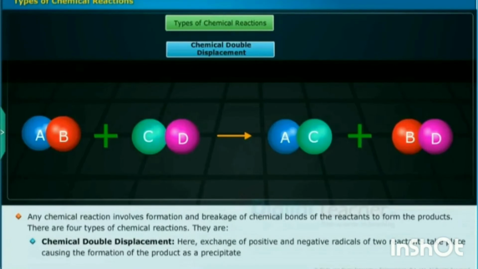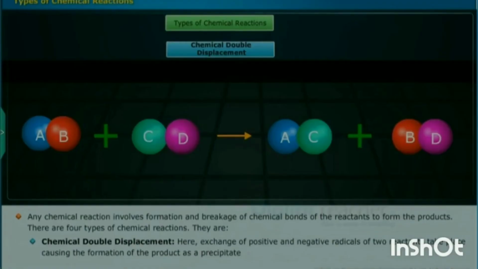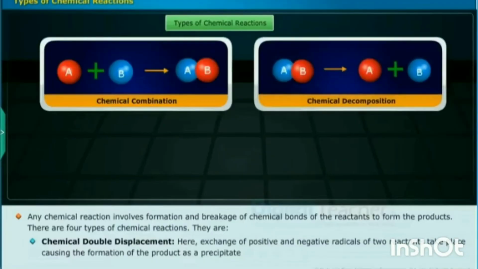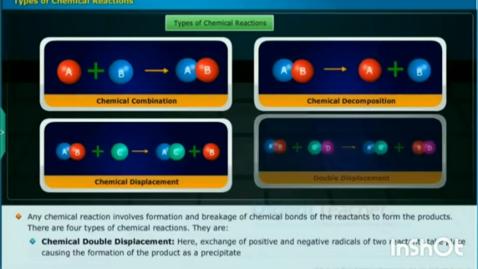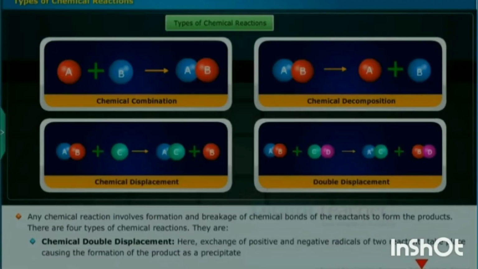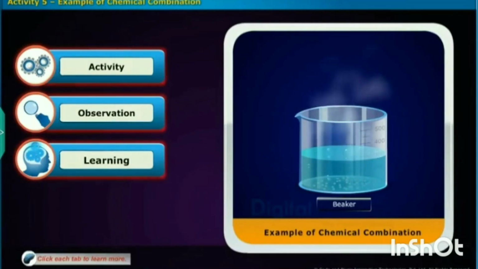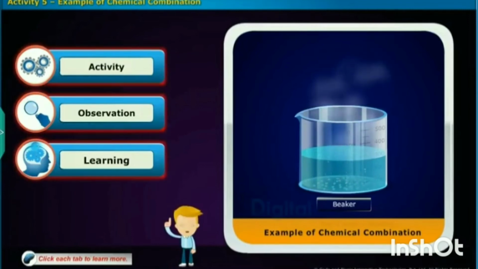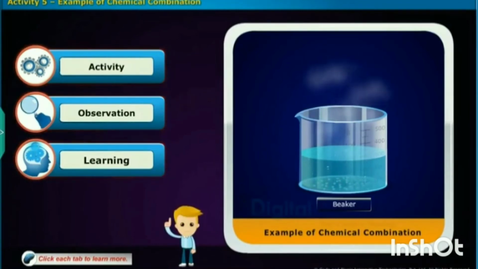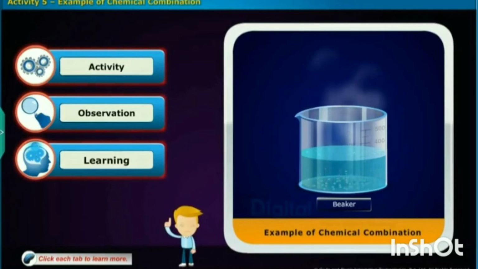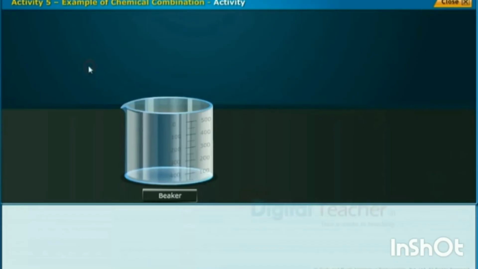We'll study all these four types of reactions in detail. Let us first begin with chemical combination. As I told you, in chemical combination reactions, two substances combine to form a new substance, or you can say two elements, two compounds, or one element and one compound combine to form a single product.